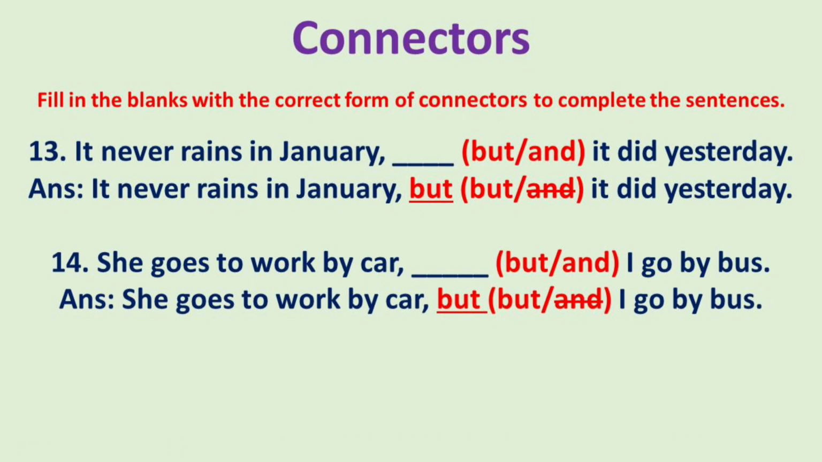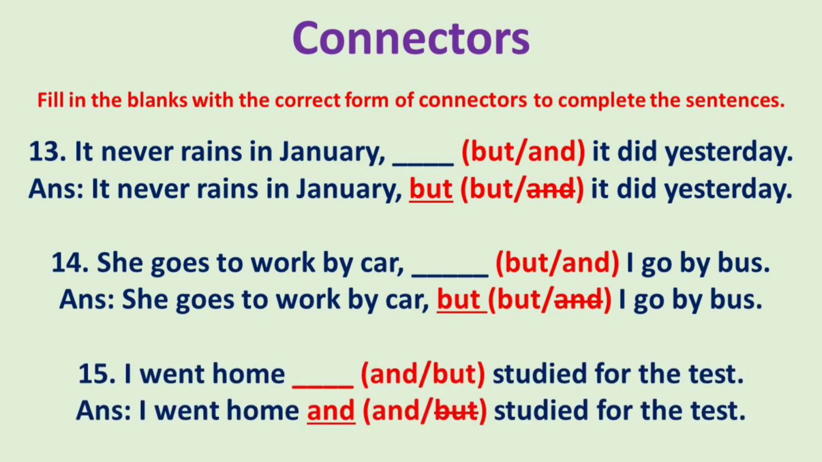14. She goes to work by car, dash but or and I go by bus. The answer is, she goes to work by car, but I go by bus. 15. I went home dash, and but studied for the test. The answer is, I went home and studied for the test.